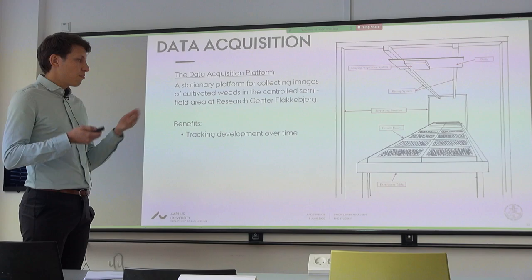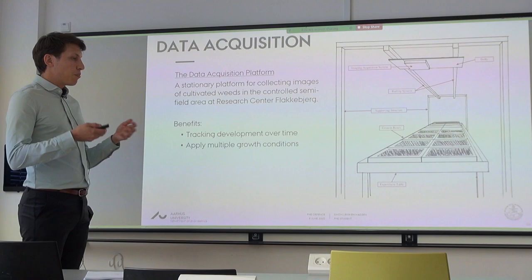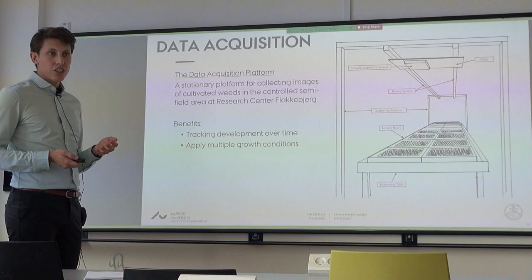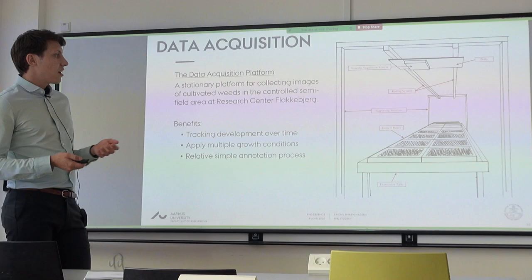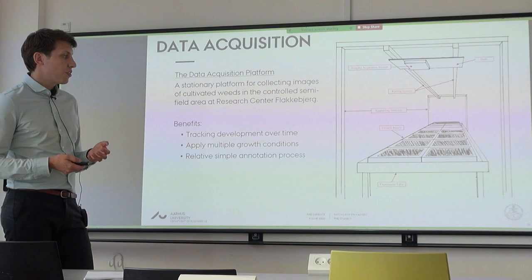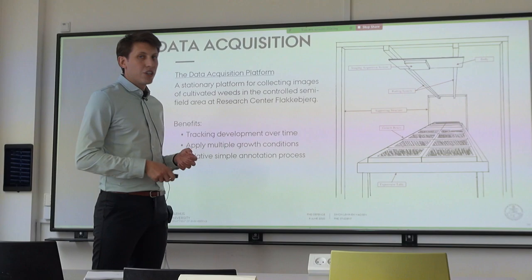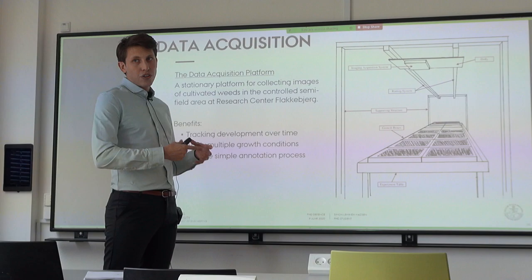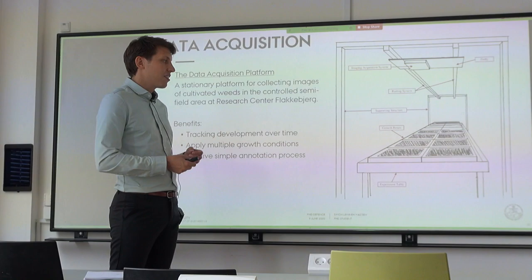Additionally, we can also induce variability within each of the different species by applying multiple different growth conditions which affect the visual appearance as well. And finally, the annotation process becomes a lot simpler in this case, because if we simply plant a single species in each of the growth boxes, we just need to identify which box this image represents, and then the majority of the species in this box correspond to the species that can, of course, occur as weeds in the cultivated crops.